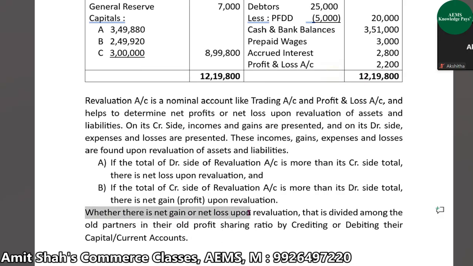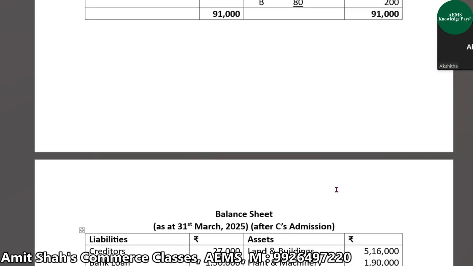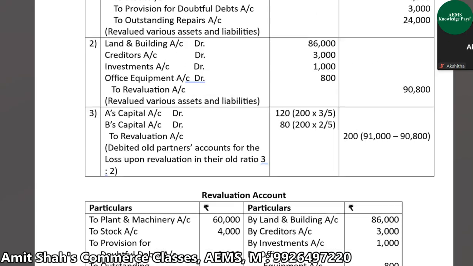So whether there is net gain or net loss upon revaluation, that is divided among the old partners in their old profit sharing ratio by crediting or debiting their capital accounts respectively. Understood, guys, or not, everyone? I'm asking all. Have you understood this? Yes, sir.